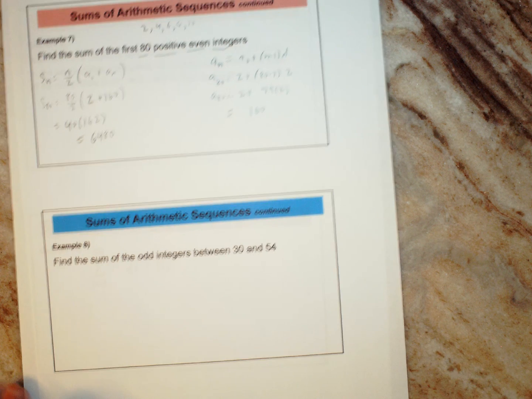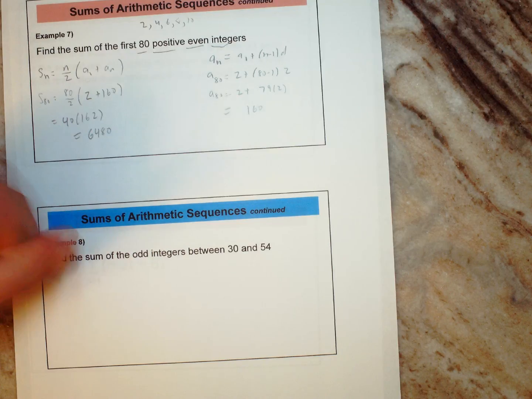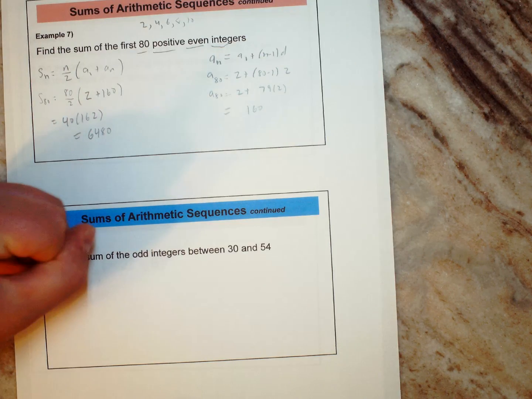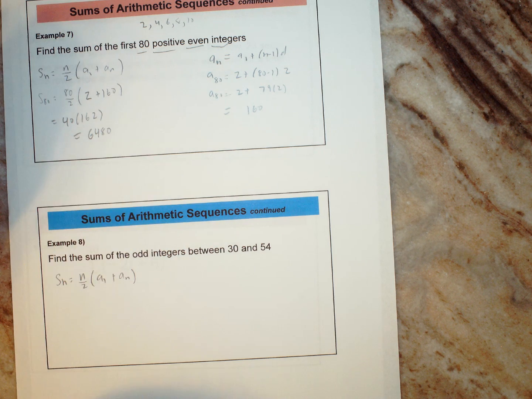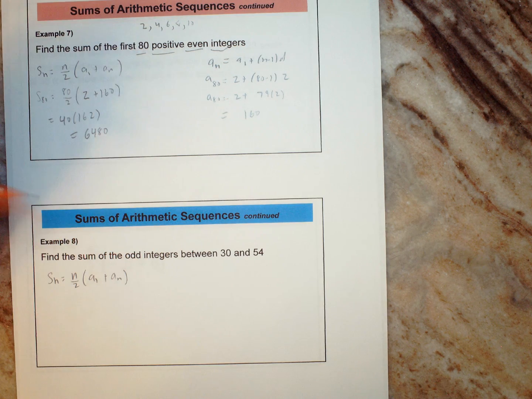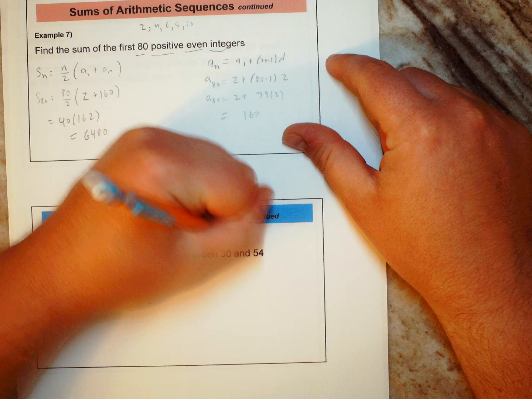All right, so this is a little tricky because they kind of try to trick us. So we're going to come right back to our formula. Sn equals n over 2, a1 plus an. All right, so we're talking odd numbers between 30 and 54. So what's the first one? Most people put 30, but it's actually 31 because we're talking odd.